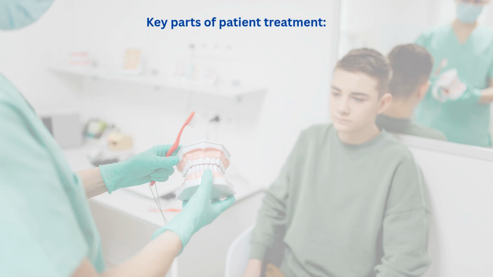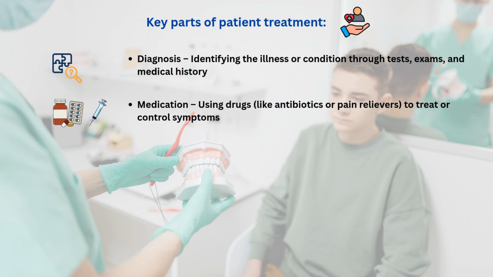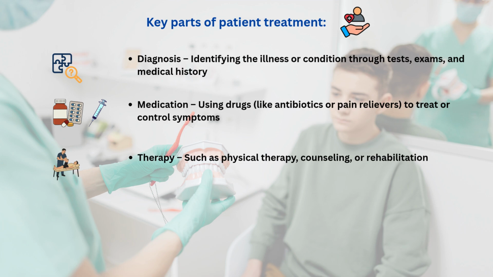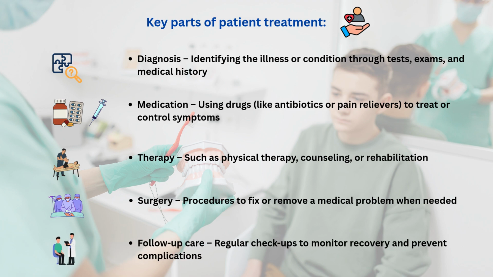Key parts of patient treatment. Diagnosis, identifying the illness or condition through tests, exams, and medical history. Medication, using drugs, like antibiotics or pain relievers, to treat or control symptoms. Therapy, such as physical therapy, counseling, or rehabilitation. Surgery, procedures to fix or remove a medical problem when needed. Follow-up care, regular checkups to monitor recovery and prevent complications.